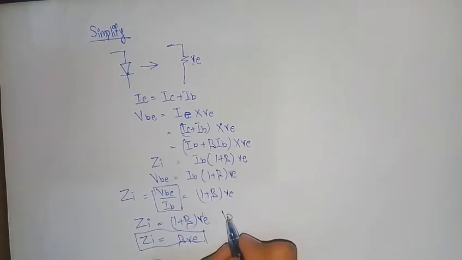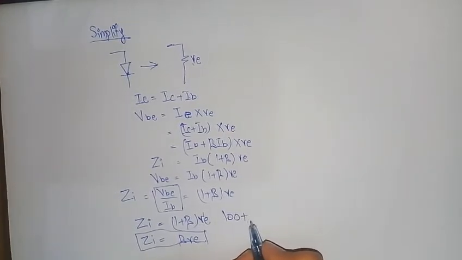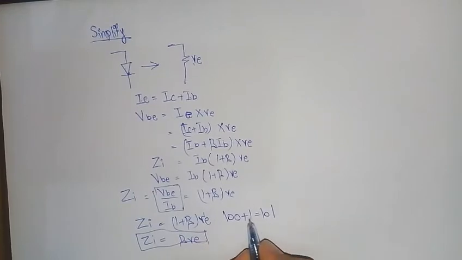Because if beta has the value of 100, then 100 plus 1 is equal to 101. Nothing more changes, only plus 1. So therefore we will approximately say that the input impedance will be equal to beta times RE.